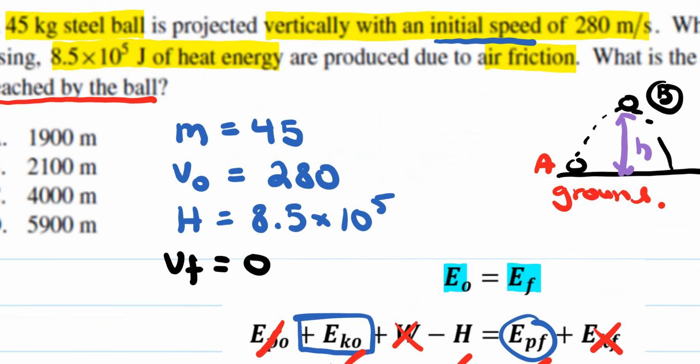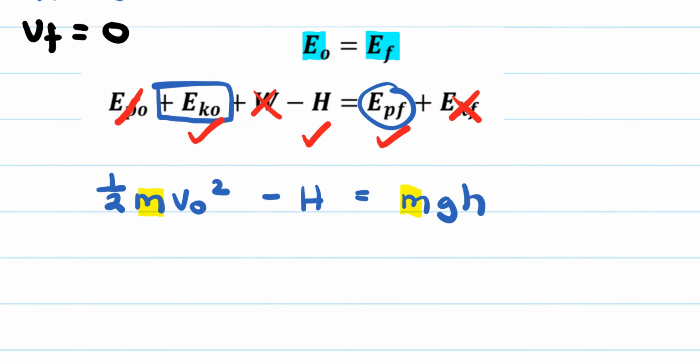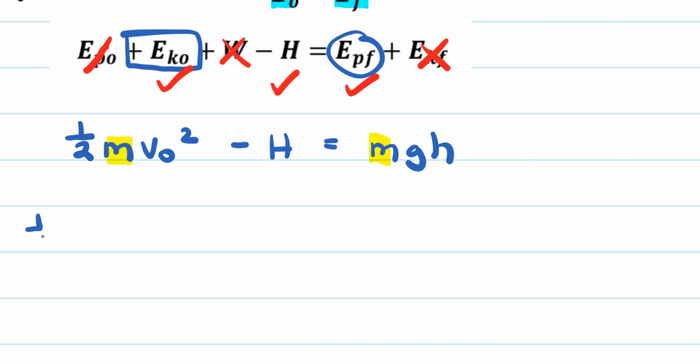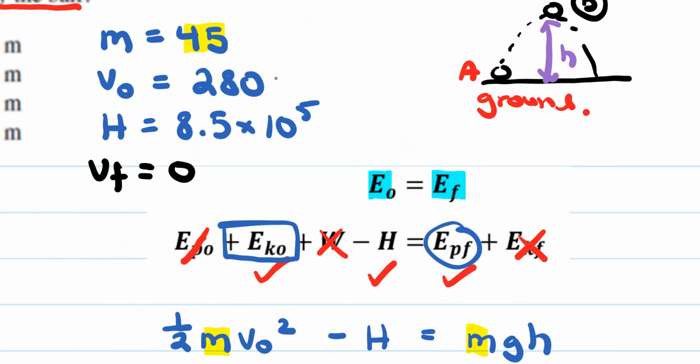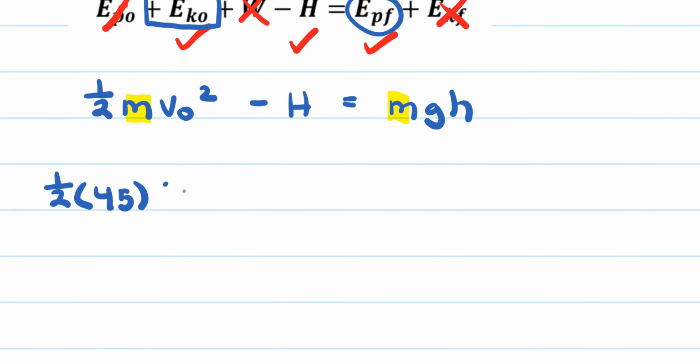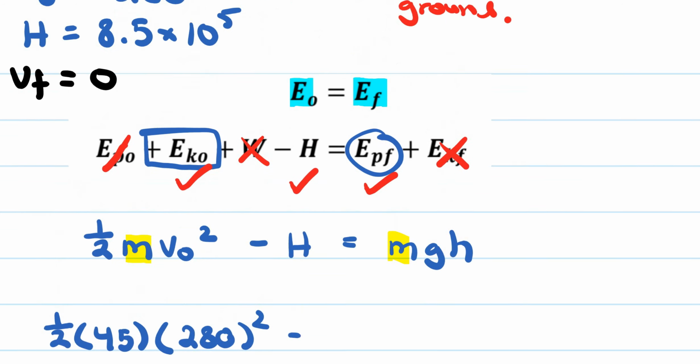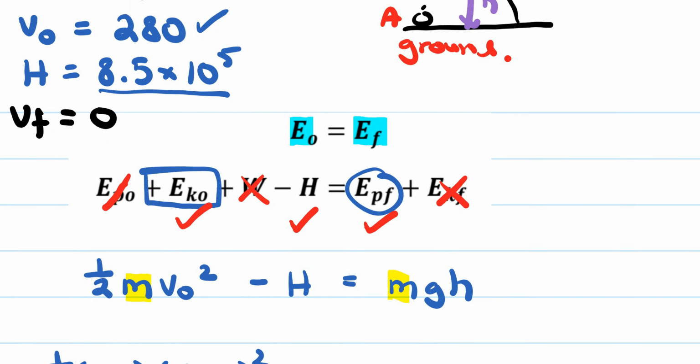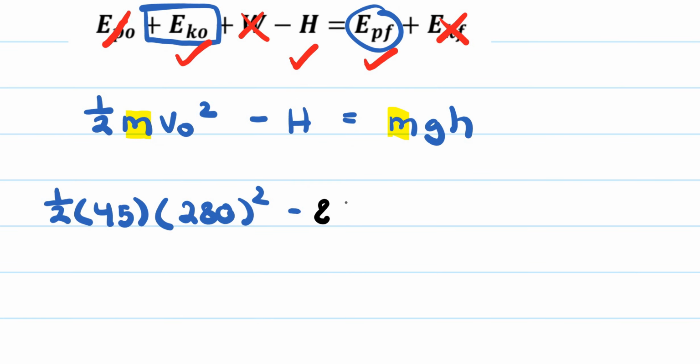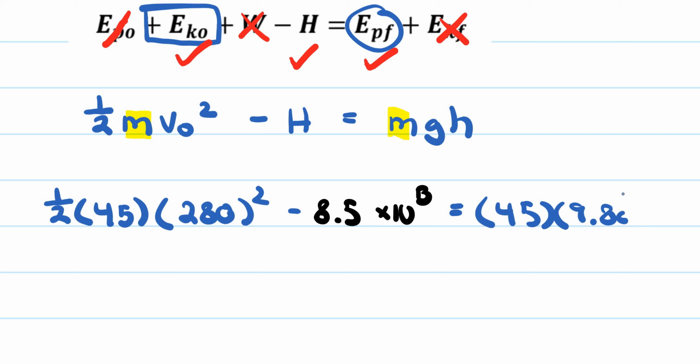Okay, so let's find the mass here. The mass, as mentioned, was 45. So if we go ahead and plug in the numbers now, we have 1/2 times the mass, which is 45, and the initial speed of this problem is going to be 280 meters per second. So bracket 280 meters per second all squared minus the heat energy. And the heat energy is this number right here, 8.5 times 10 to the 5. And that's going to equal the mass, which is 45, times the acceleration due to gravity, which is 9.80. And then we're going to find our maximum height right there.